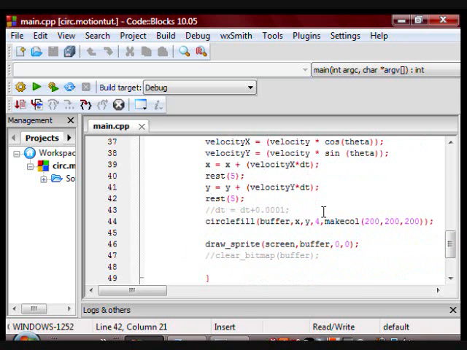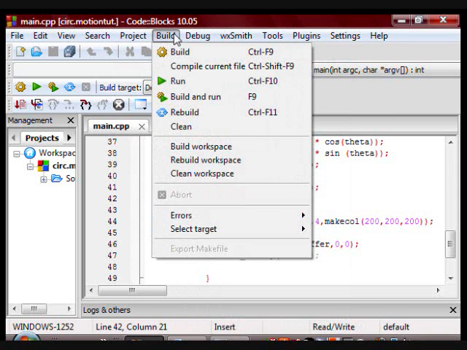And that's pretty much it. This is how it looks if I run it. And voila, uniform circular motion.